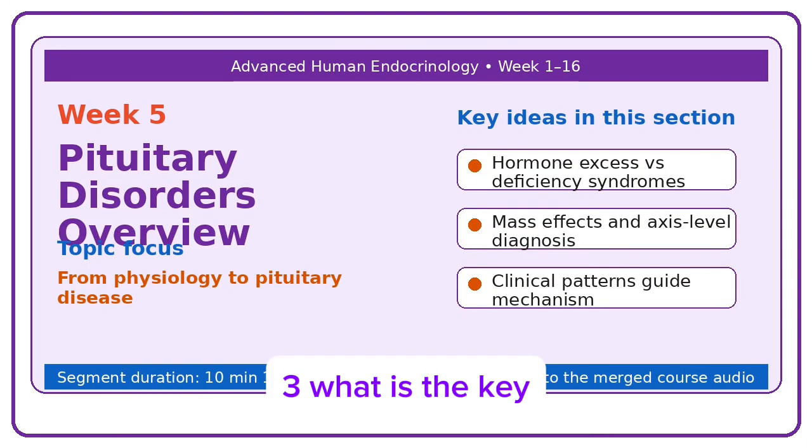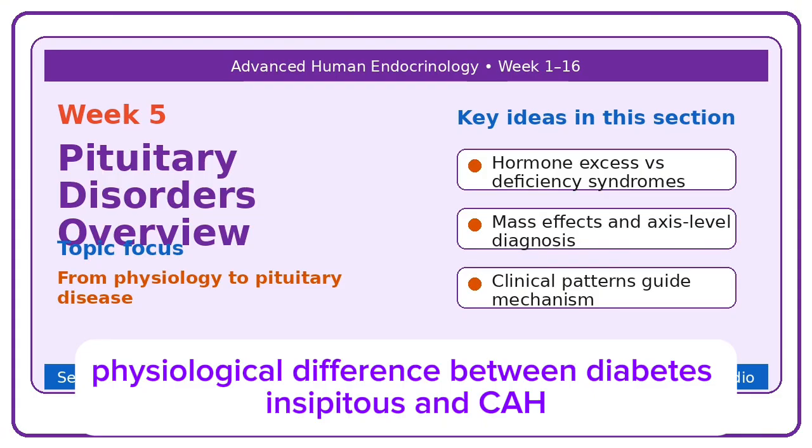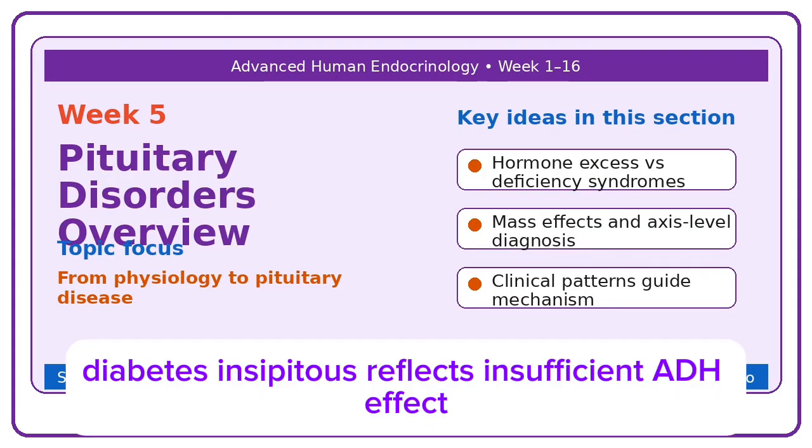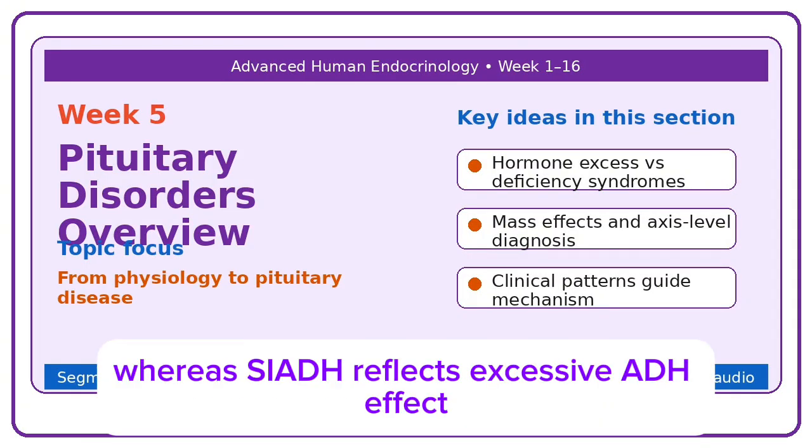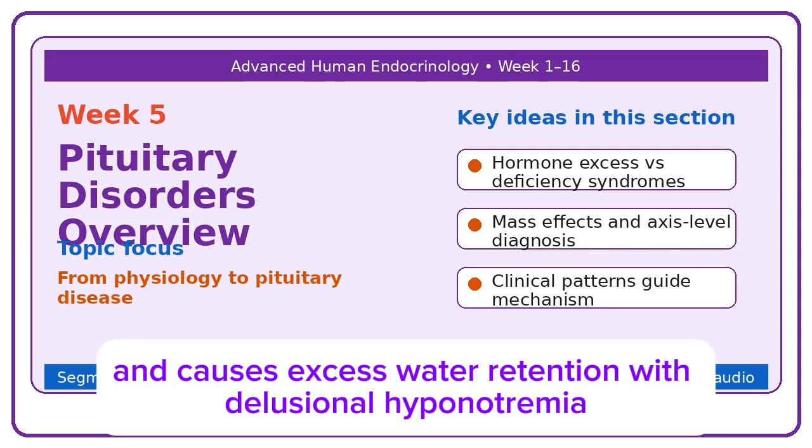3. What is the key physiological difference between diabetes insipidus and SIADH? Diabetes insipidus reflects insufficient ADH effect and causes loss of free water, whereas SIADH reflects excessive ADH effect and causes excess water retention with dilutional hyponatremia.